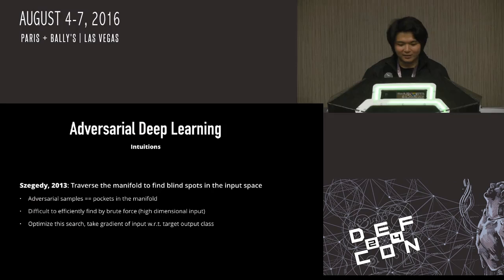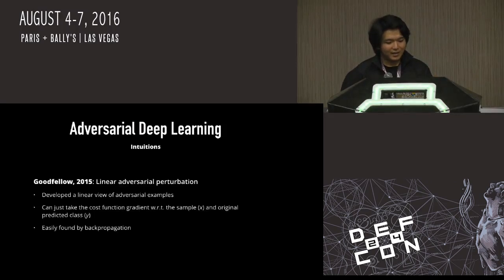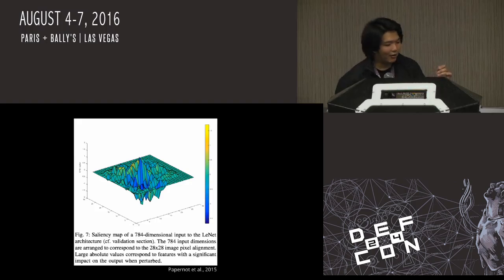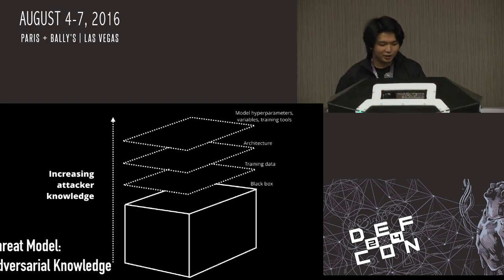So a couple of methods. You basically traverse the manifold to find blind spots in input space. There are also optimizations that help you to do this more efficiently and in a period of seconds instead of hours. And then there are also better optimizations that allow you to look at how much each particular pixel actually affects the output. This is called the resiliency map, and I think it's really cool. You only change those pixel values by a smaller amount than the other pixels that don't affect the output as much. So you can affect the output more without changing pixels as much.